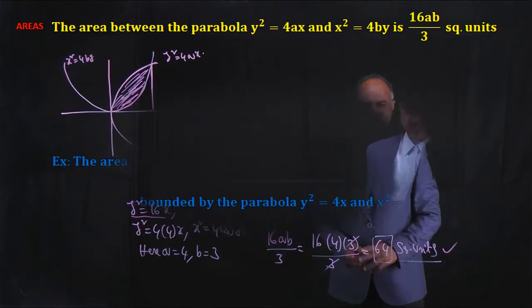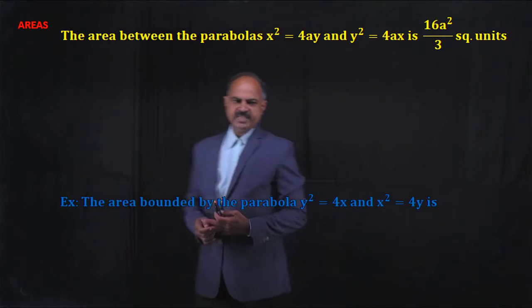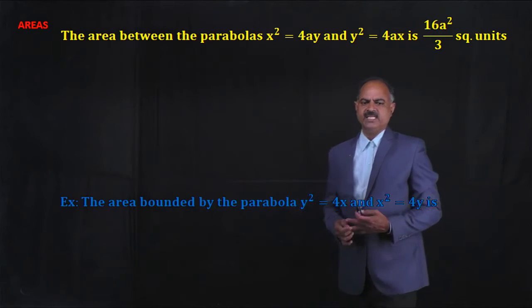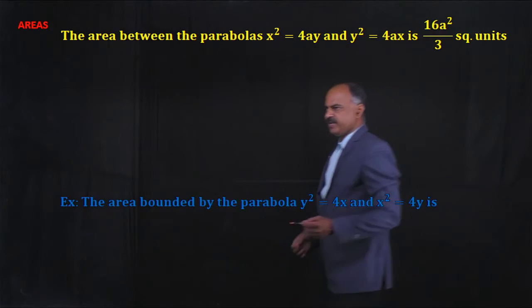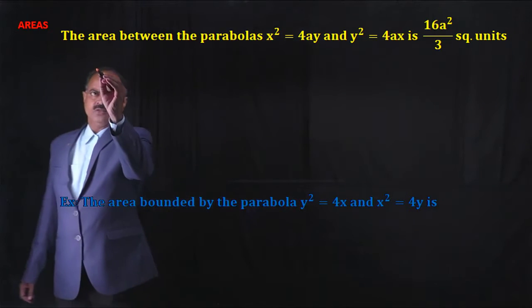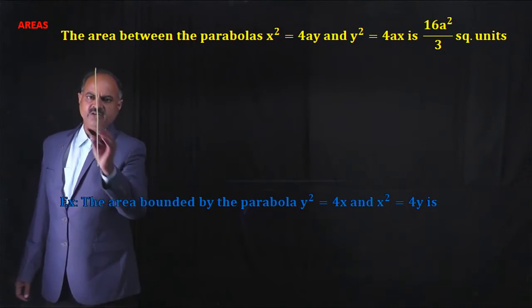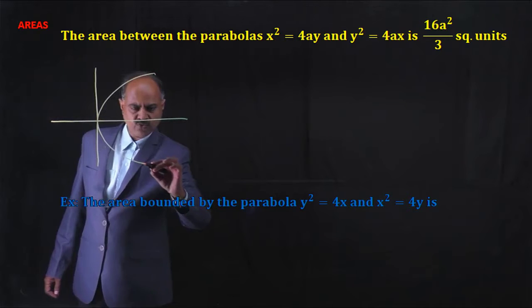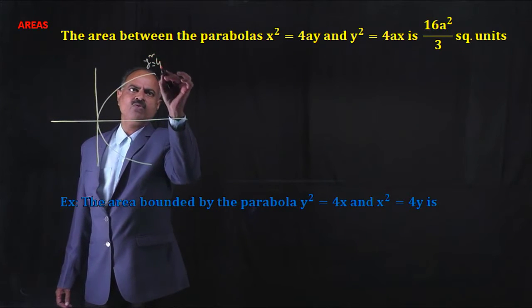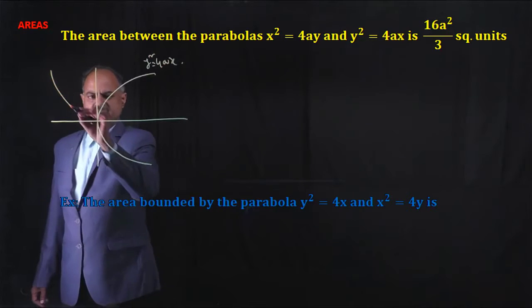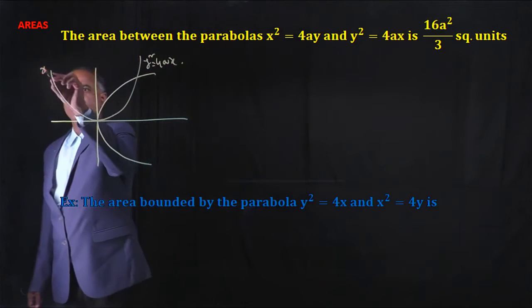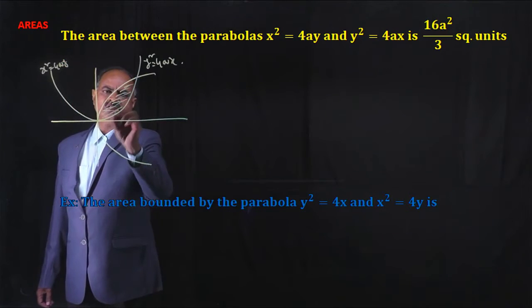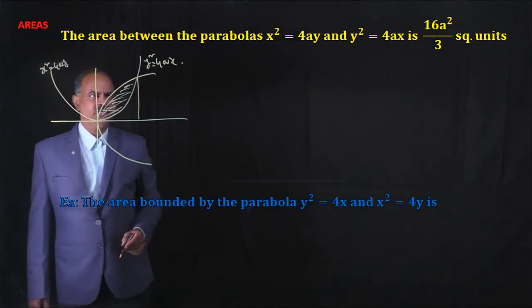Next formula: the area between the parabola x square equal to 4ay and y square equal to 4ax is 16a square by 3 square units. This is the y-axis and this is the x-axis. This parabola is y square equal to 4ax and this parabola is x square equal to 4ay. This is the required area.